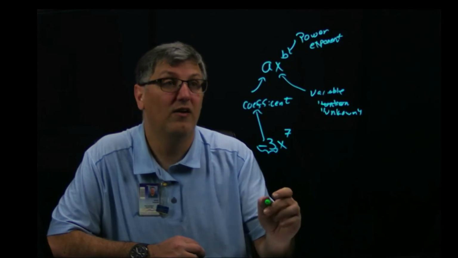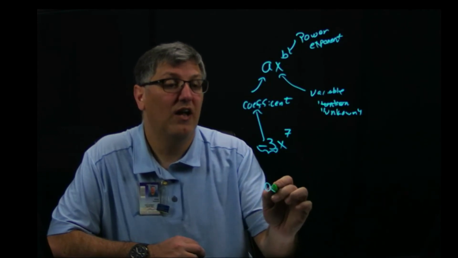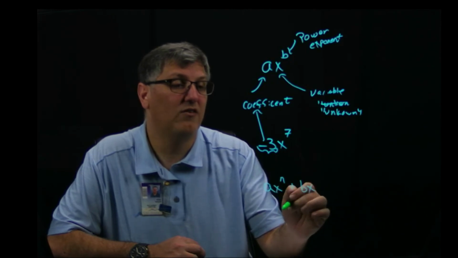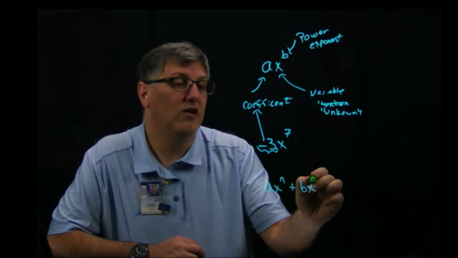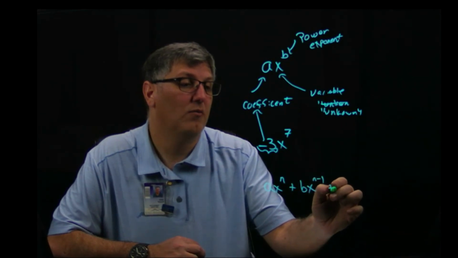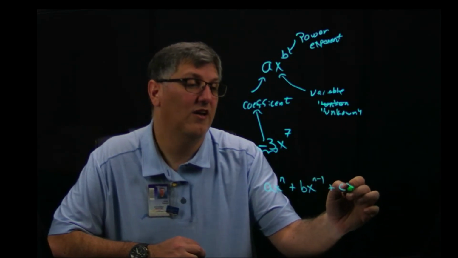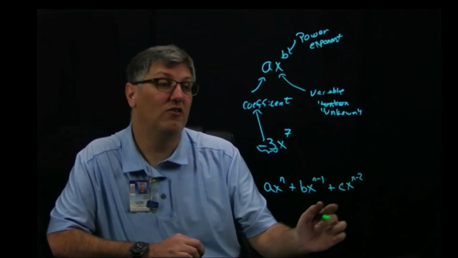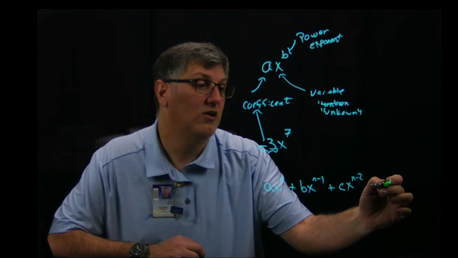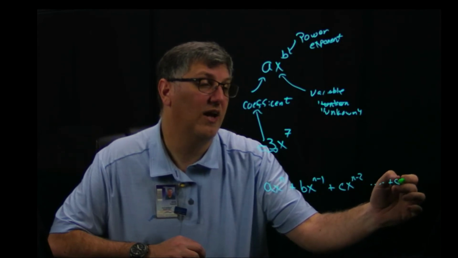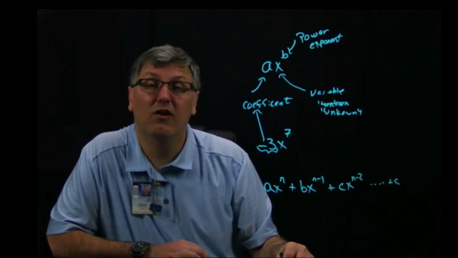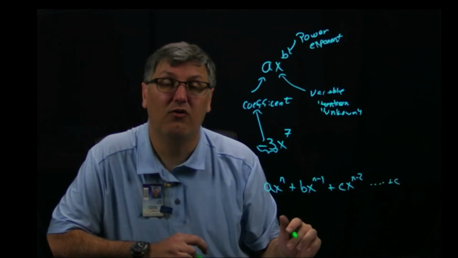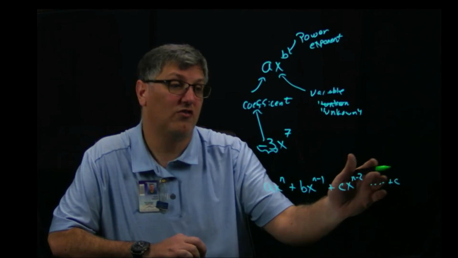The way we would connect two different monomials together to make a binomial is with a plus or minus sign. So I could do something like ax to the n plus bx to the n minus 1 plus, say, cx to the n minus 2. And I can just keep going on forever and ever until I get all the way down to just c times x to the 0 power. You'll learn later on that when it's a 0 power, it's 1, so it's just c.